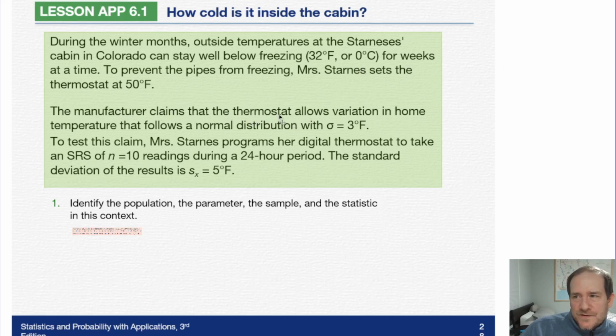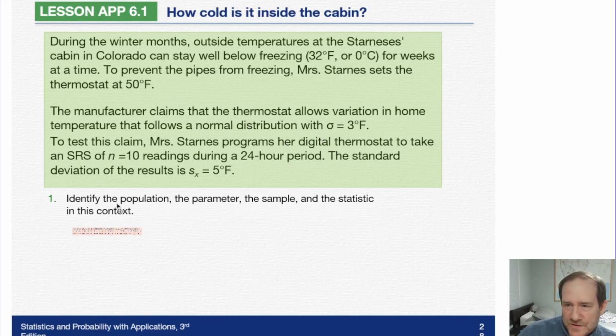They're thinking that their thermostat allows for a standard deviation of 3, but their sample had a standard deviation of around 5. So maybe the thermostat actually varies by more than just 3, up or down. Maybe it varies by more. So we are supposed to kind of attack that question.